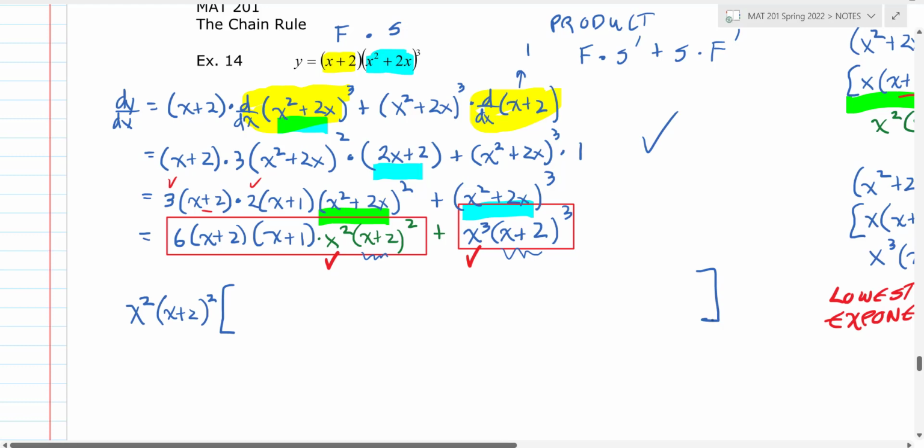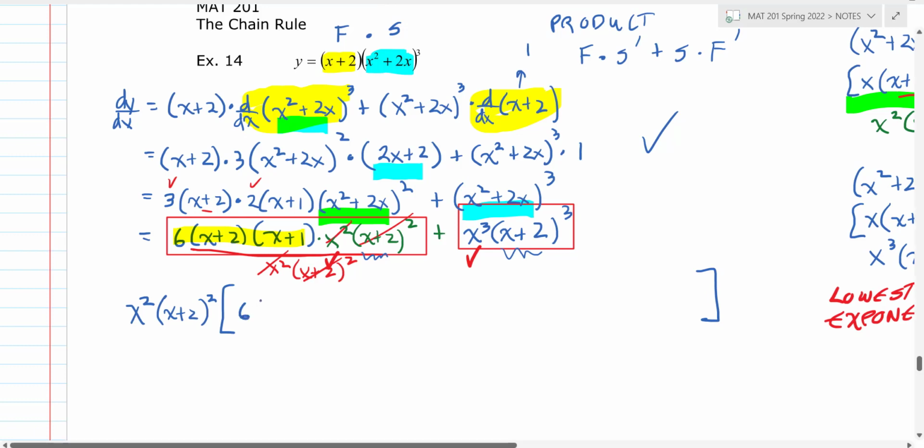Now, sometimes this helps students a lot to do it this way. This is our common factor. So if I just divide this entire thing in this box by x squared, x plus 2 to the second, look what happens. The x squareds cross out, the x plus 2 to the seconds cross out, so you're left with this thing right here.